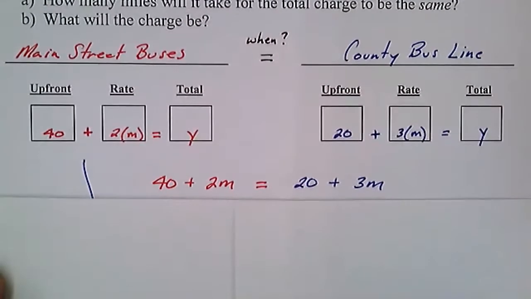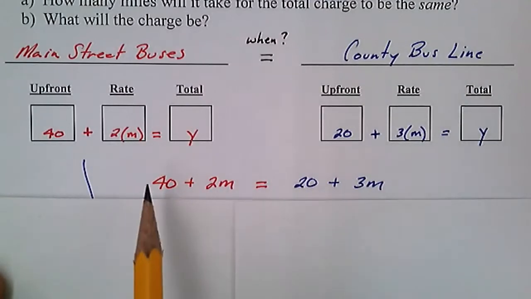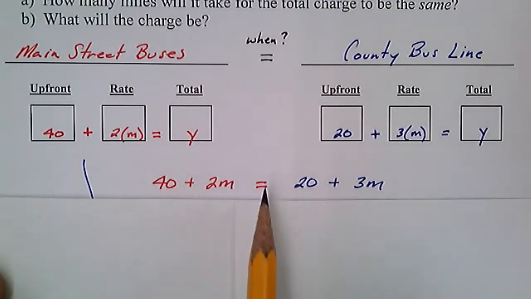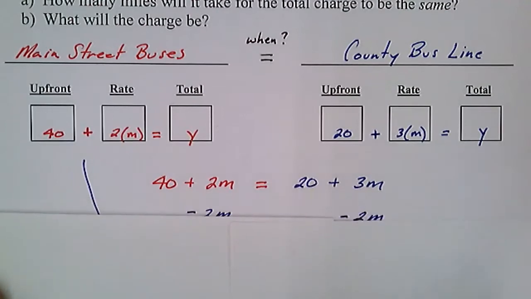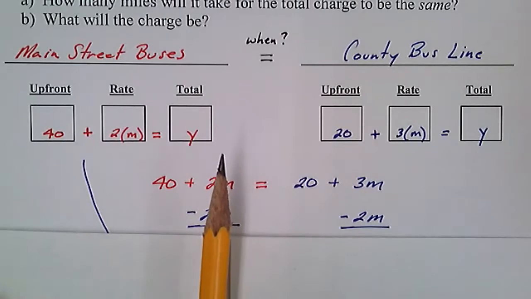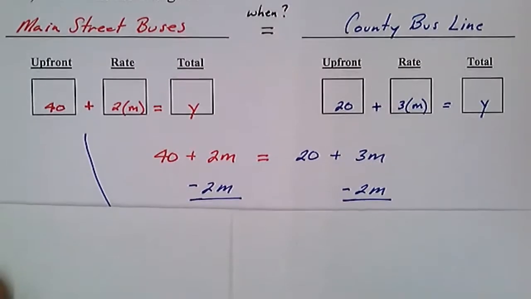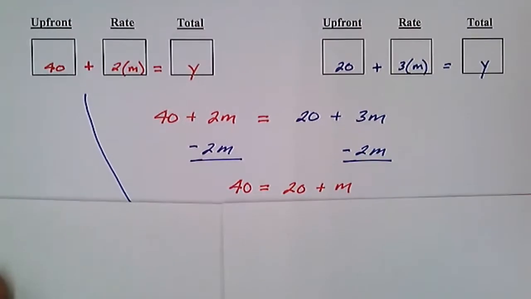Okay, so now we still only have one equation. I know we had the Y, but we're not using that. We're just taking this part of the equation, and we want to find out when it will be equal to this part of the equation. The first thing I'm going to do is subtract 2m from both sides. So these are now gone. That's canceled. And 3m minus 2m is just going to give me an m. And we've got 40 is equal to 20 plus m. I'm going to subtract 20 from both sides.